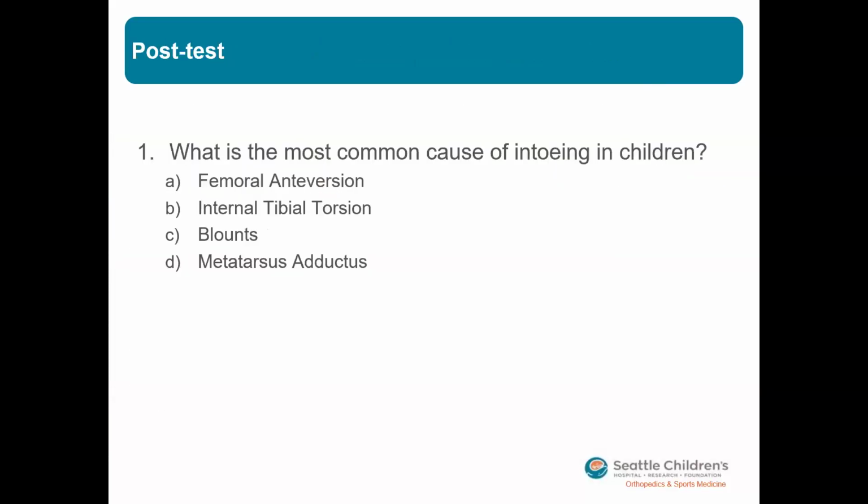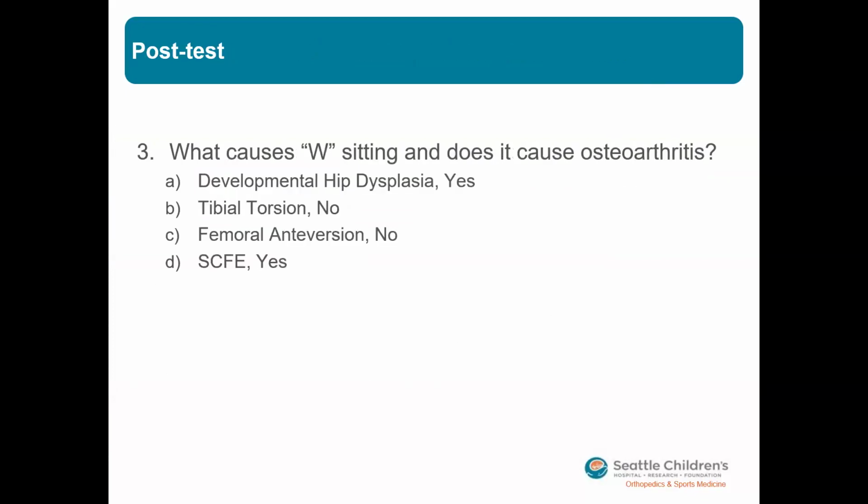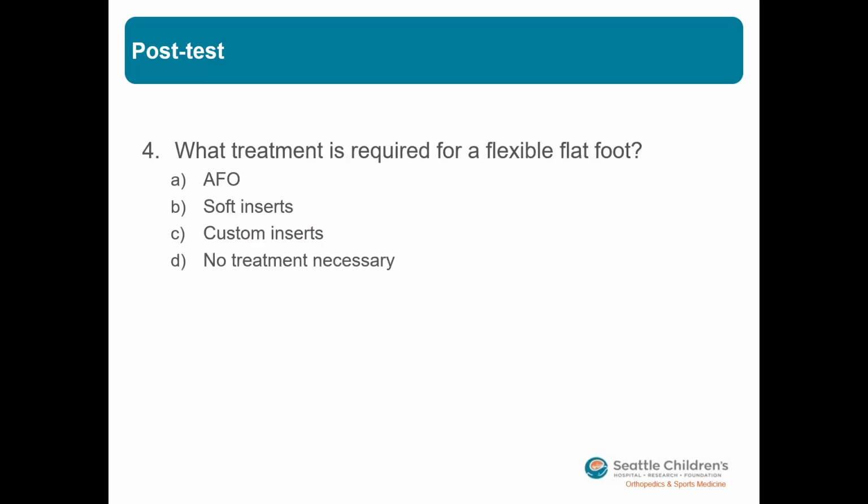So I say, what's the most common cause of in-toeing in children? It is, you are correct, internal tibial torsion. What's the best way to evaluate in-toeing or out-toeing? It is with the rotational profile. And what causes W sitting and does it cause osteoarthritis? The answer is femoral anteversion and no. And what treatment is required for a flexible flat foot? Remember, flexible, pain-free, no treatment.